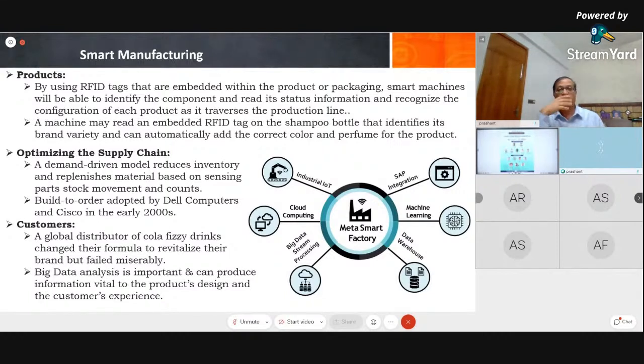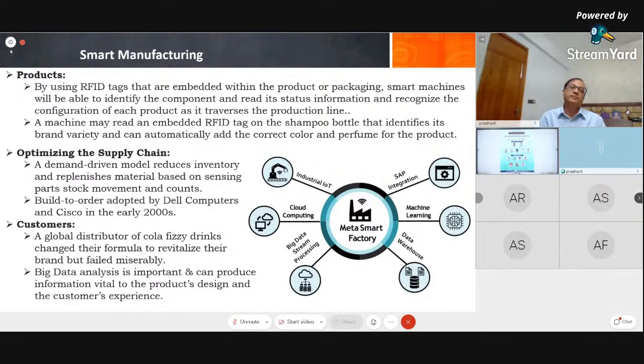If there's a bottling plant, and the bottling plant has to fill shampoo in bottles. As you know, shampoo comes in different varieties. In order to sell more and reach out to more people, the companies have come out with different kinds and brands of shampoo. Maybe the basic ingredients remain the same, but the perfumes and the colors are different in different types of shampoo. So the bottle itself has an RFID tag on it, and it is conveying to the machine what kind of color it needs, what kind of perfume it needs, and then it will be done.